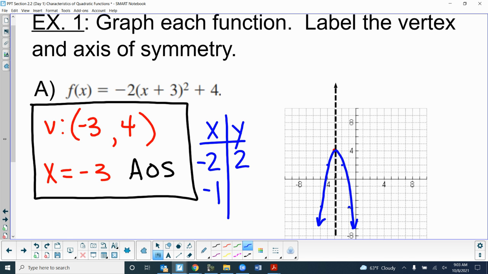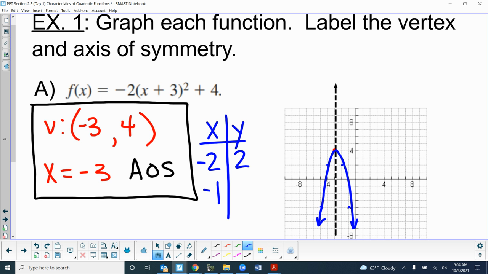And this is a vertical what? Since it's a number bigger than 1, it's a stretch, right? Did it make it skinnier from the parent function? It is a little skinnier, isn't it? Okay? Questions on how we graph that?